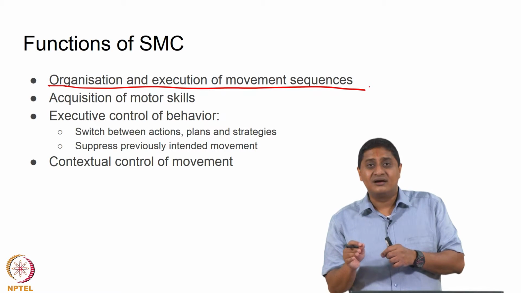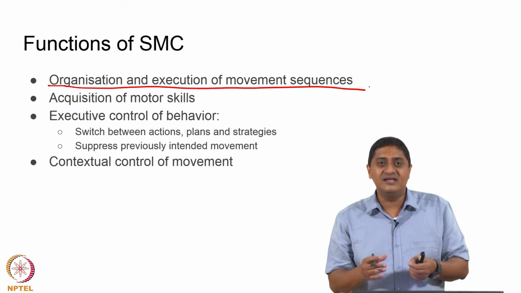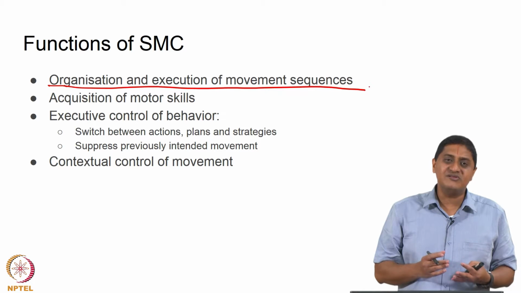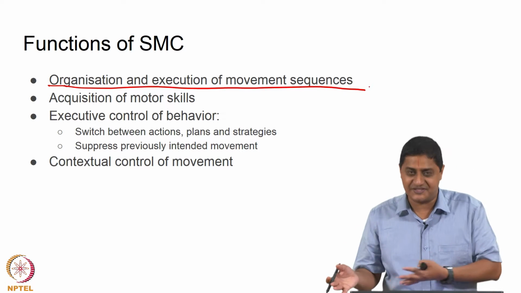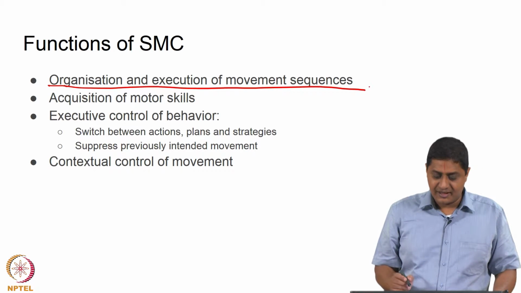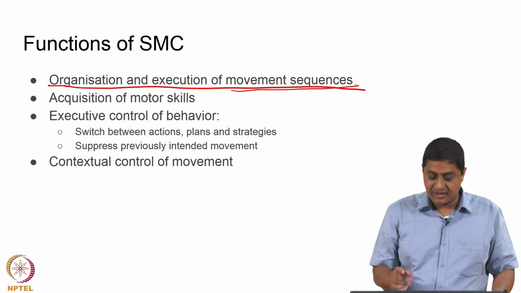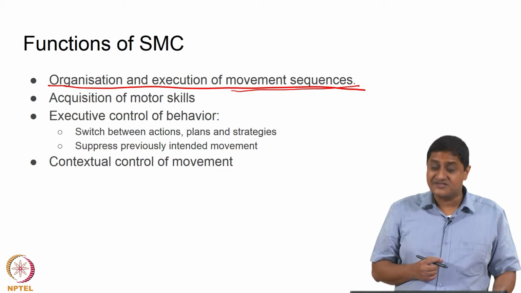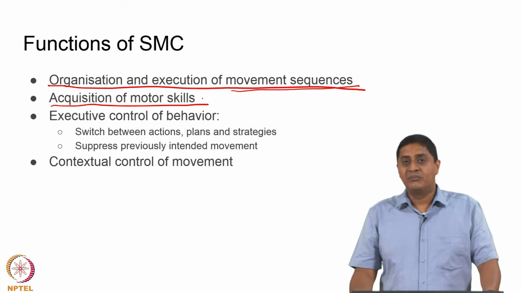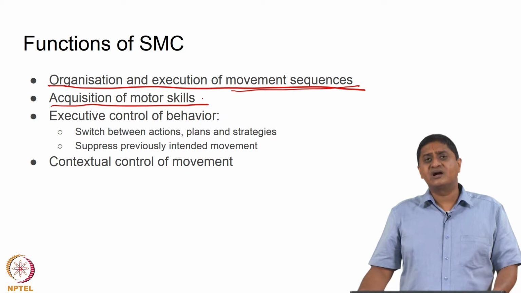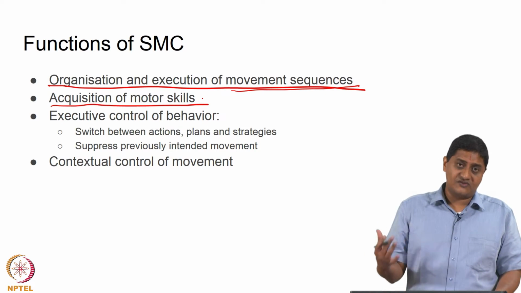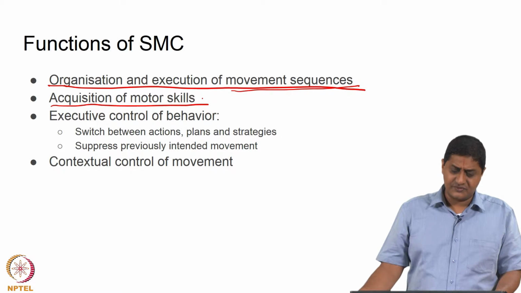So, essentially motor performance or any given motor skill can be considered to be a performance of a set of motor sequences, right. So, supplementary motor cortex probably plays an important role in the organization and execution of movement sequences and acquisition of motor skills. Just now we were talking about Bharatanatyam, but this also applies to other art forms or maybe even sports, right. So, essentially motor skill acquisition.